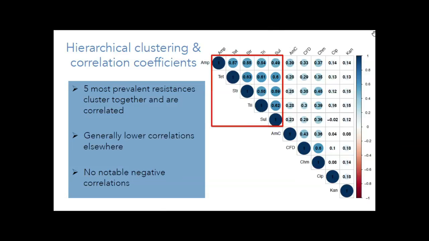When we look at correlations between which isolates these resistances are found in and cluster on this basis, these 5 common resistances are shown in the box there. And this begins to hint that they may be clustered, perhaps in a genetic way.